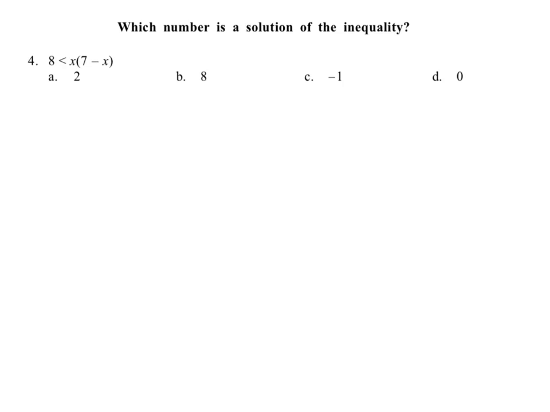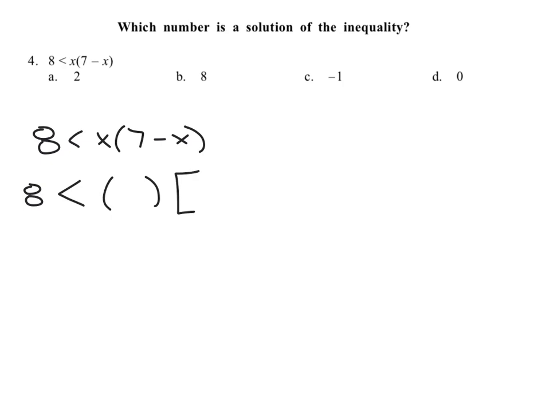Okay, number 4 says, which number is the solution of the inequality? Since we have values, we can plug those values in and check and see if we get a true statement. So I'm going to write down here, 8 is less than x times 7 minus x. And then I'm going to sub a number in. I'm going to say 8 is less than, and I'm going to put in a number here for x, and that's times 7 minus, I'm going to put a number in here for x as well. Okay? The first number we're going to put in is 2.